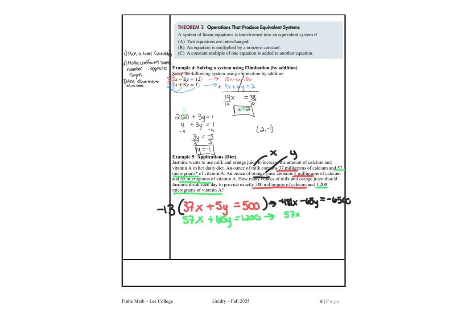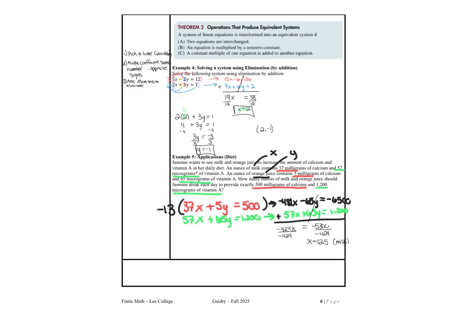Now my green equation, I don't have to change at all: 57x plus 65y equals 1,200. So when I go to do elimination, these two cancel off, and I get that negative 424x is going to equal negative 5,300. Divide both sides by the negative 424, and you're going to get x equals 12.5. Now remember, x is my ounces of milk. I'll put milk next to it.